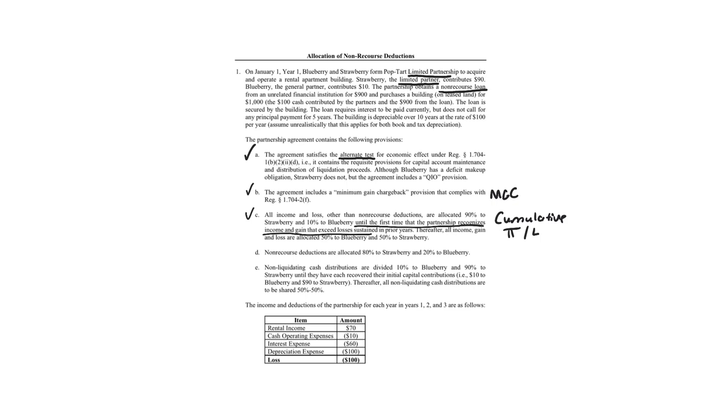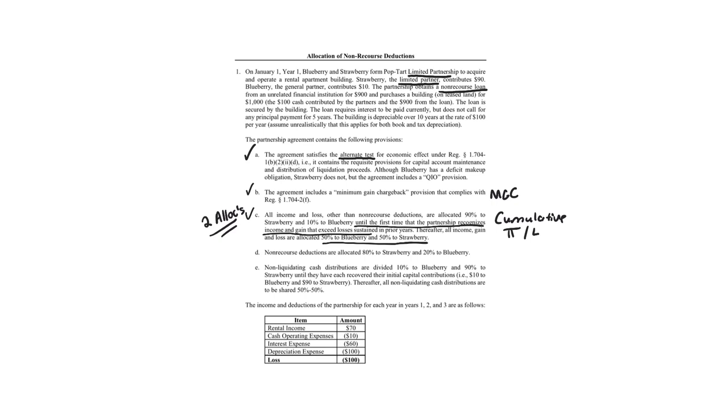So the first few years that there's losses, the allocation, other than non-recourse deduction, will be allocated 90% to Strawberry, the limited partner, and 10% to Blueberry, which is according to their capital contributions. And then once you look at all of those years, once they start making a profit, which really means once the business exceeds $100 of capital contributed and they start going above that, then it's going to be 50-50. So keep that in mind that there's really two different allocations possible there.